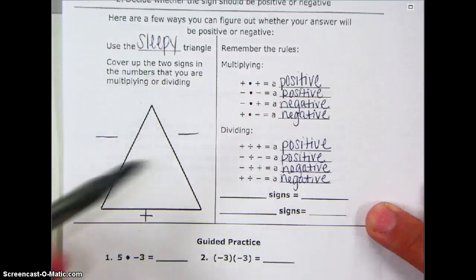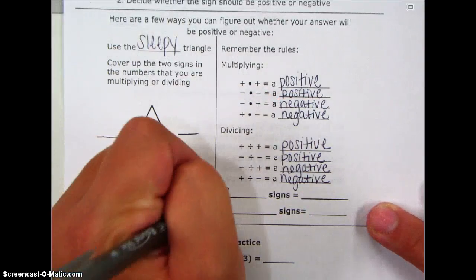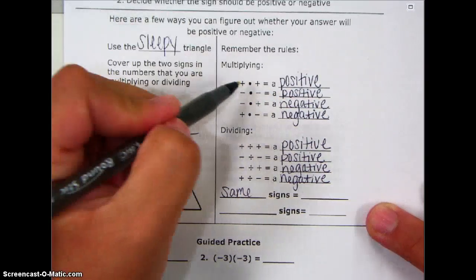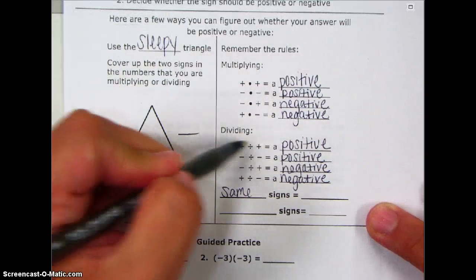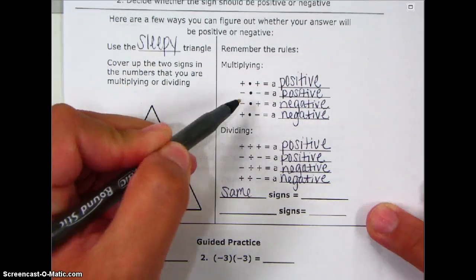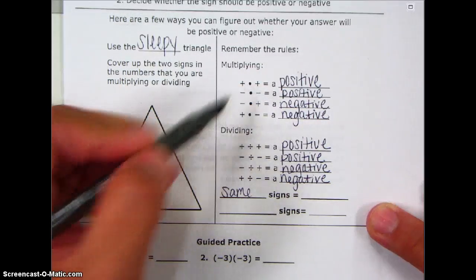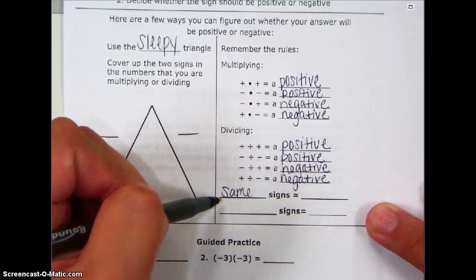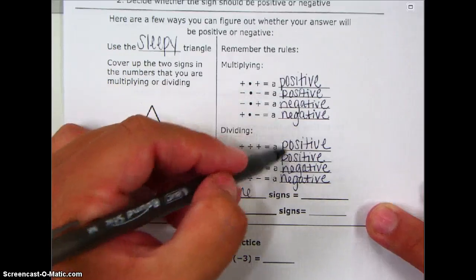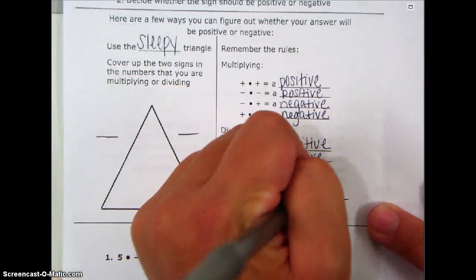So what you should notice here is that same signs. If I have two positives being multiplied, two positives being divided, or two negatives being multiplied, or two negatives being divided, same signs gives me always a positive answer.